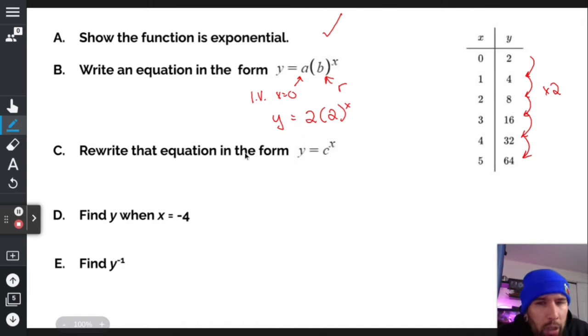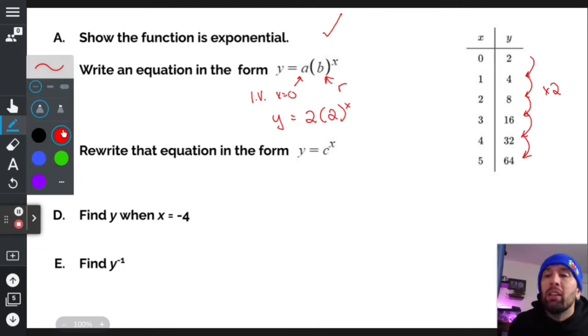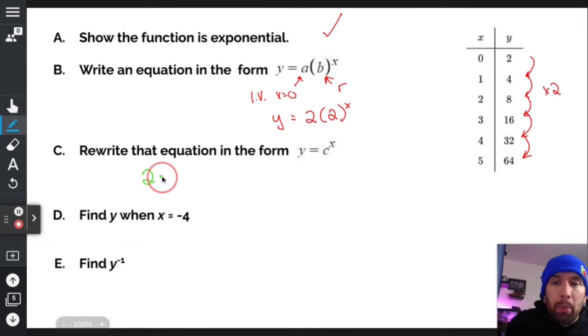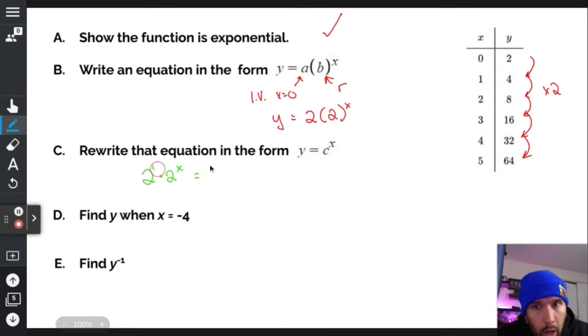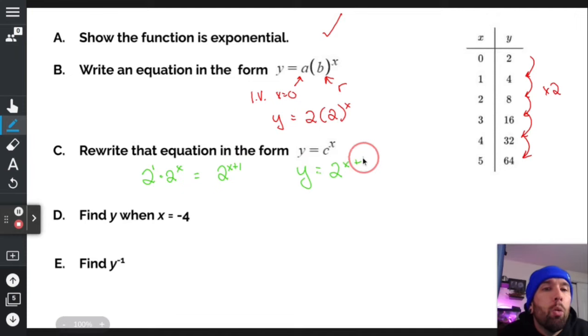Now I need to rewrite this equation in the form y equals c to the x. What does that mean? That means get rid of this second 2 here. Well, I'm multiplying 2 times 2 to the x. And when you multiply two numbers of the same base, you add the exponents. So this is the same as an invisible 1, 2 to the x plus 1. So I can rewrite this as y equals 2 to the x plus 1. Same exact equation, just written differently.